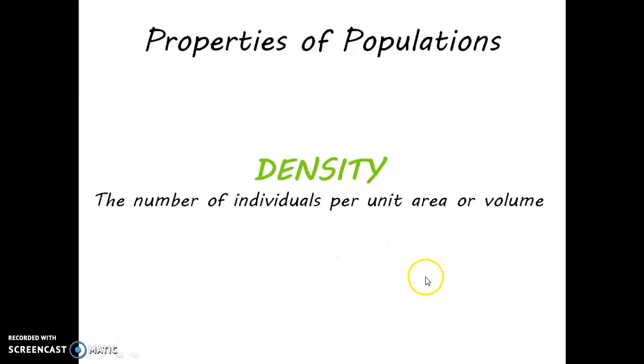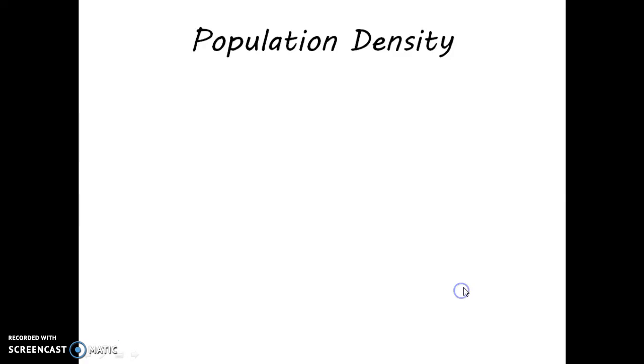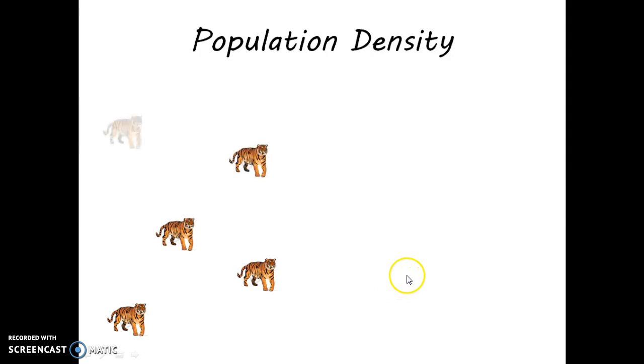This is the number of individuals per unit area or volume. So there's a couple of different distributions or types of population density that we want to look at. First is when we have very low population densities. These would be things like large predators. They're not going to want to be clumped too far together because the resources would be limited. So they spread themselves out and have low population densities.